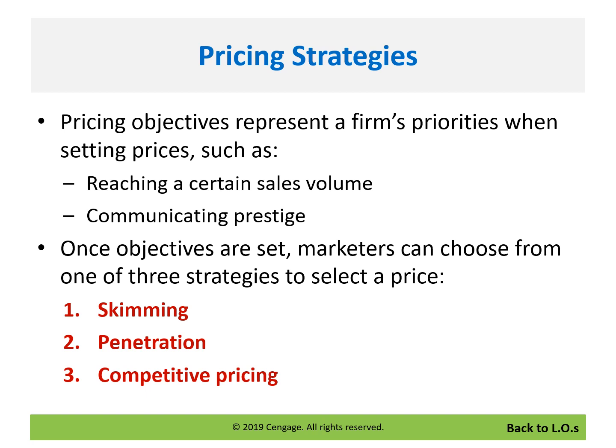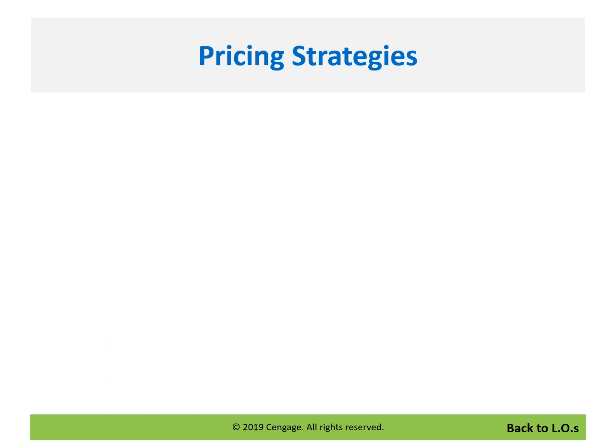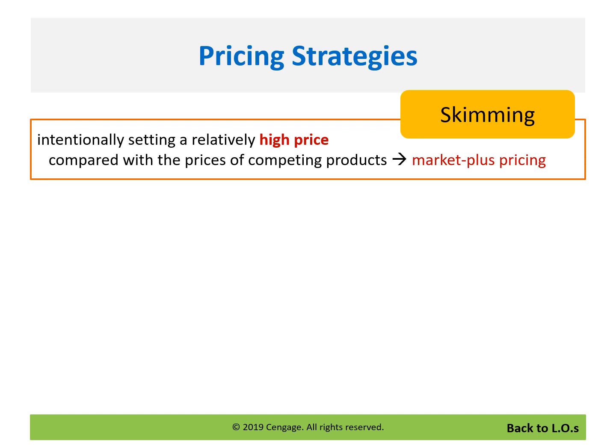Now let's discuss pricing objectives. Pricing objectives represent the firm's priorities when setting prices, such as reaching a certain sales volume, directly addressing competition, or communicating prestige. Once objectives are set, pricing strategies can guide marketers more specifically toward the selection of a price. In general, firms can choose from three pricing strategies, namely skimming, penetration, and competitive pricing. Skimming pricing strategies.